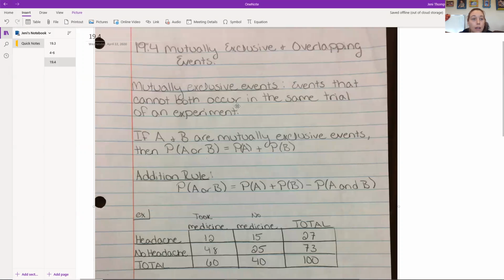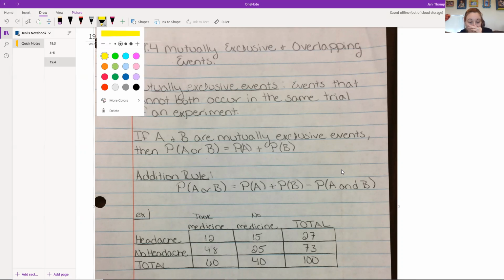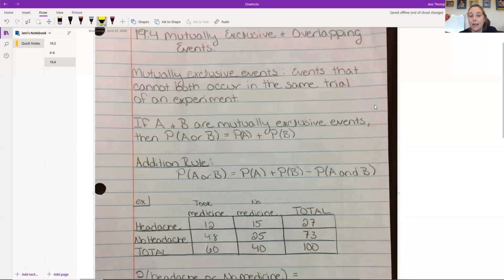So our little formula here for mutually exclusive events, if A or B occurs, is the probability of A occurring plus the probability of B occurring. Done. For our addition rule, the probability of A or B, our formula is the probability of A plus the probability of B minus the probability of A and B. This is kind of a lot. I'll show you what I mean with this example.